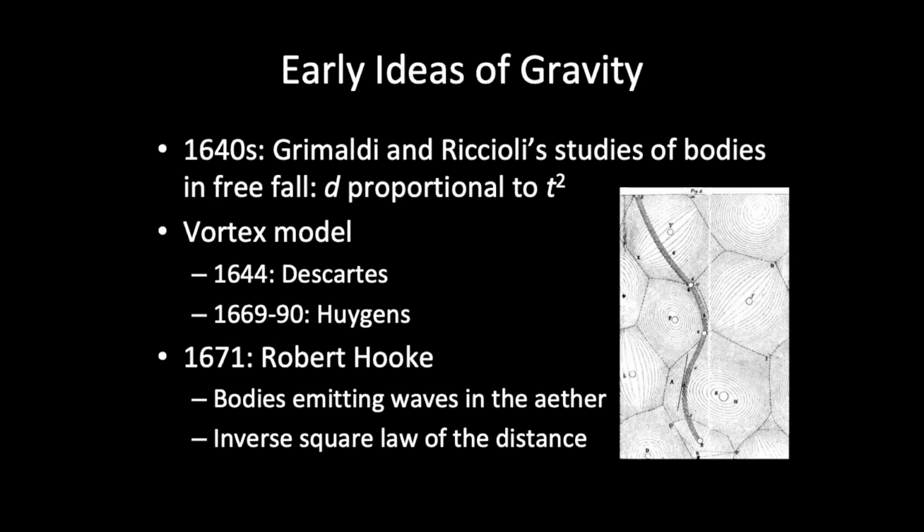Between 1669 and 1690, Christian Huygens designed a more exact mathematical vortex model. In 1671, Robert Hooke speculated that gravity is a result of bodies emitting waves in the ether. He also suggested that gravitational force depends on the inverse square of the distance.